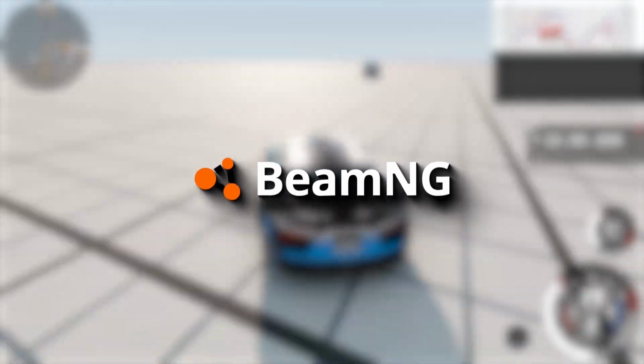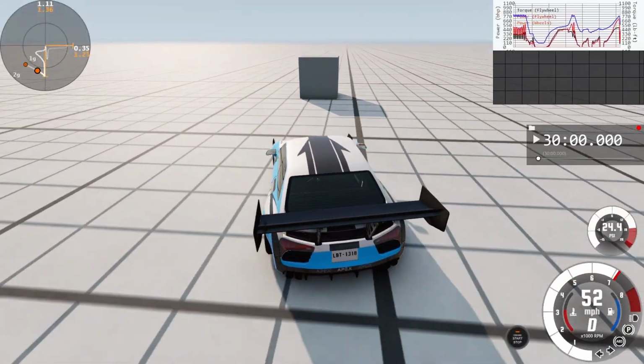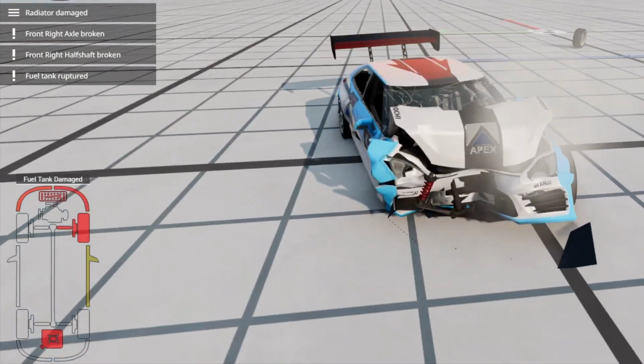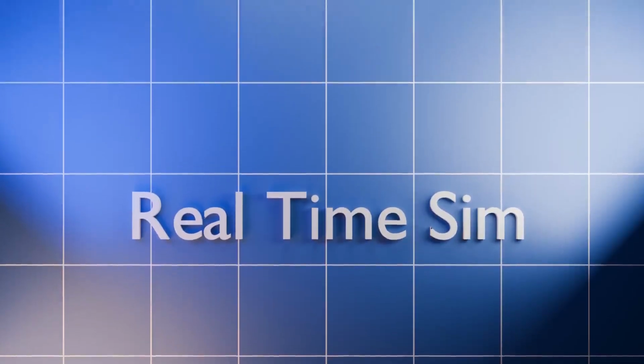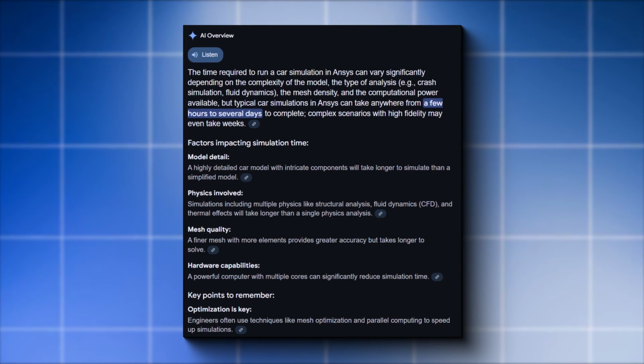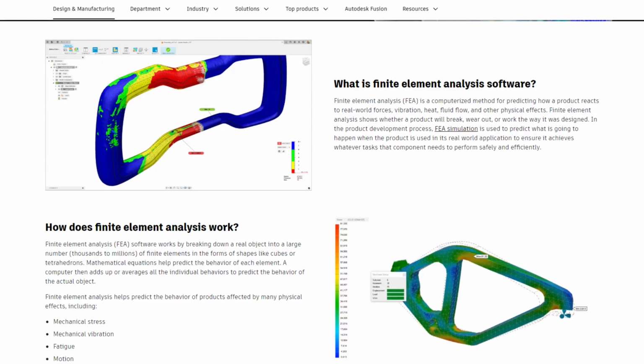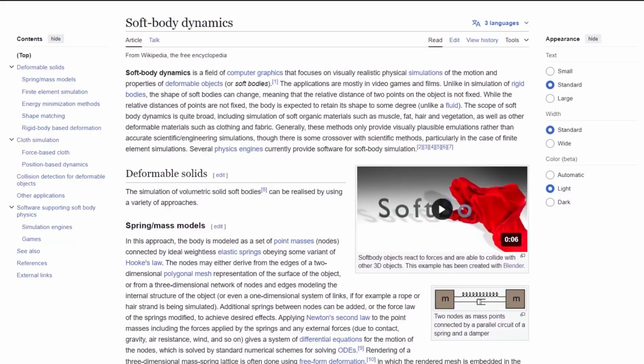There is an application called BeamNG and it's super good at car crashes and collisions. When a car collides, it even specifies which part of the car is damaged. Even though these real-time simulations are not as precise as ANSYS, because a car crash in ANSYS would take days to simulate, BeamNG is still pretty close because it uses the simplified real-time approach of FEA, using soft body physics.